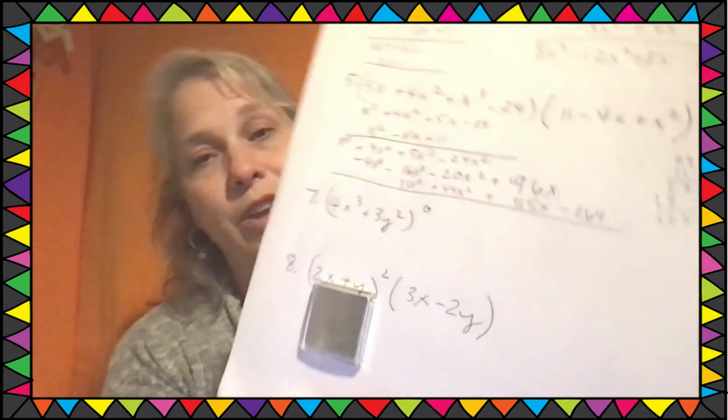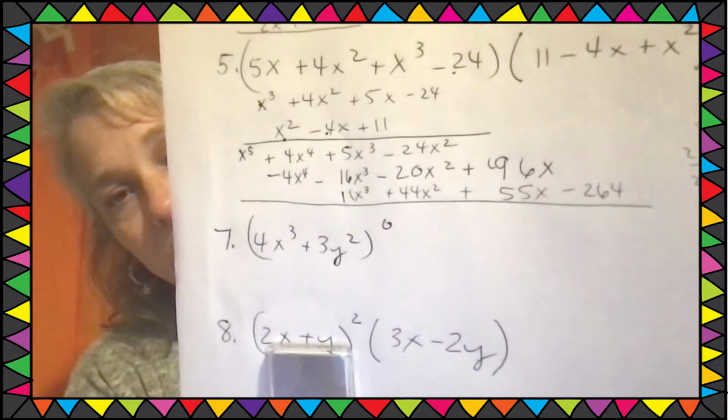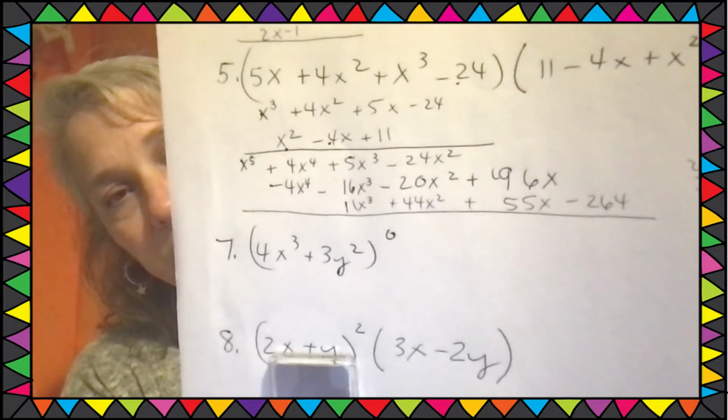Now I'm going to multiply 11 times everything. So 11x cubed plus 44x squared plus 55x. And then 24 times 11, I'm going to do that over to the side. 264, so minus 264. And I wrote all of that out. I did fit it in. And now I'm going to combine like terms.